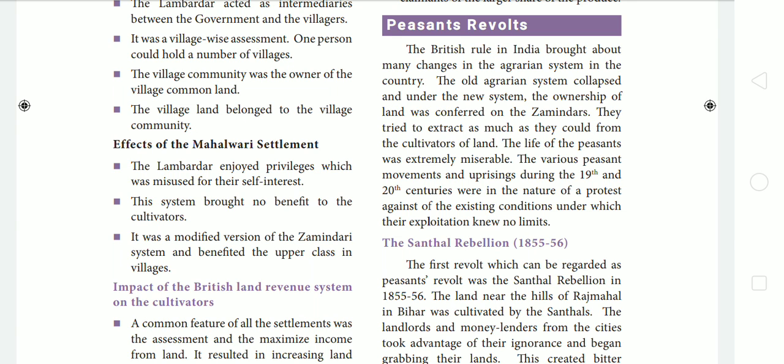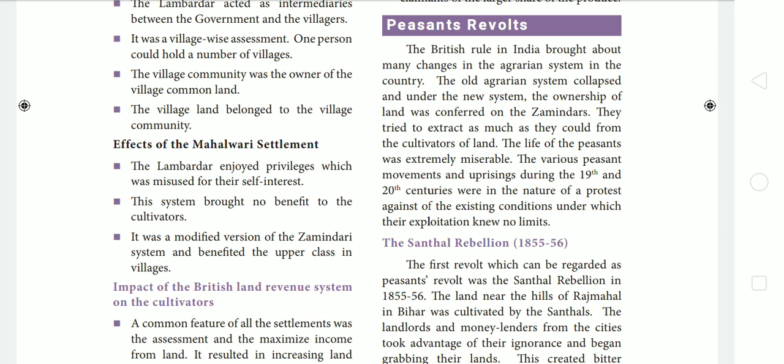In our last session we saw the salient features of the permanent settlement method and its merits and demerits, and we also saw the Mahalwari and Rayotwari systems and the effects of the Mahalwari system. In this session we are going to see about the peasants revolts.